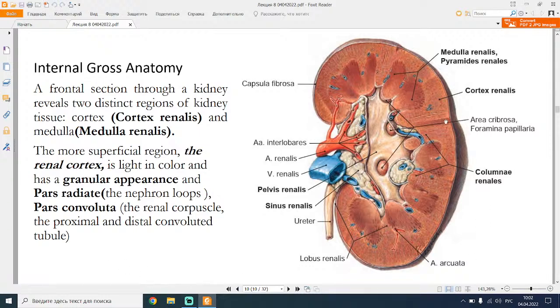The more superficial region, the renal cortex, is light in color and has a granular appearance. It consists of the pars radiata, the nephron loops, and the pars convoluta: the renal corpuscle, the proximal and distal convoluted tubules.